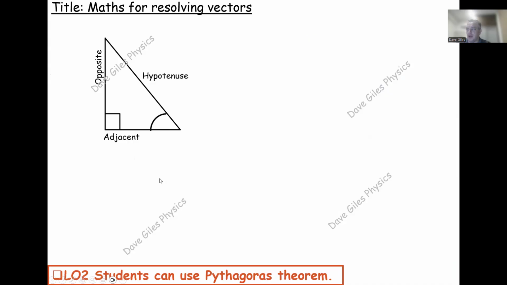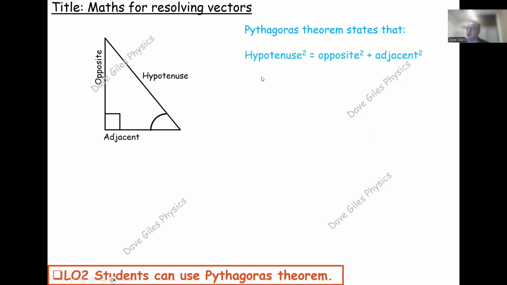So now we're going to look at Pythagoras theorem. Quite often you might have done this in year 7, 8, and 9 in school, so this bit you may already know. If not, just a quick recap. And then after that, we'll move on to the trigonometry, which you might not know yet at the start of year 10. So maths for resolving vectors, Pythagoras first.